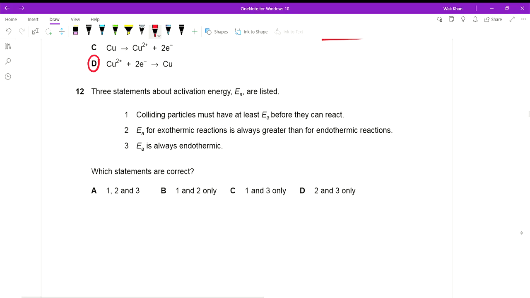Three statements about activation energy are listed. Colliding particles must have at least activation energy before they can react. Yes. Activation energy for an exothermic reaction is always greater than that of an endothermic reaction? No. Activation energy is always endothermic, yes. Option is C, 1 and 3 only.